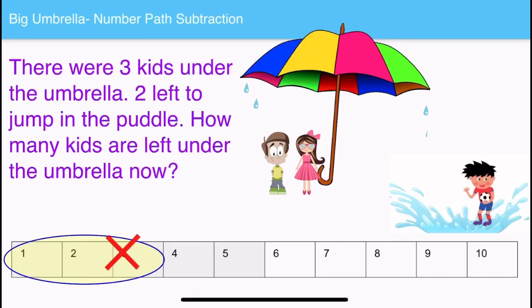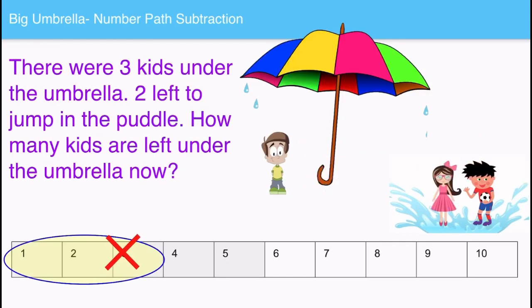Good job. Are we done now? No, you're right. We need to do 1 more. So I'm going to cross out the next number, and you're going to slide another one to the right. Bye.